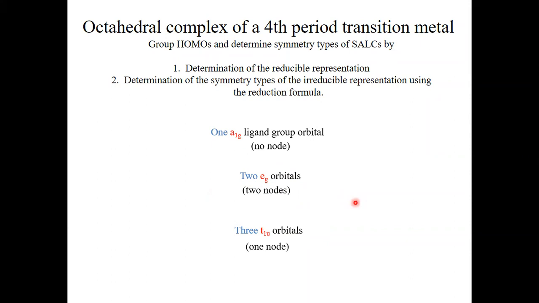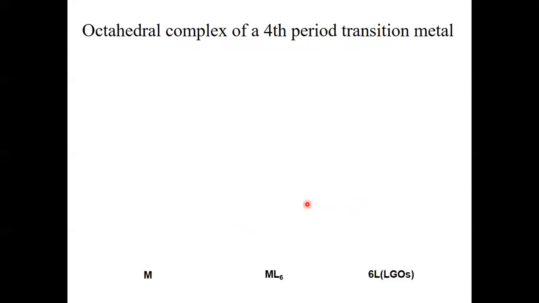Okay, so what we can do now in the next step is to combine metal frontier orbitals with ligand group orbitals that have the same symmetry type in order to construct the molecular orbital diagram of our complex considering sigma bonding. And thus far, sigma bonding only. Later on, we still need to find the molecular orbitals for pi bonding as well.